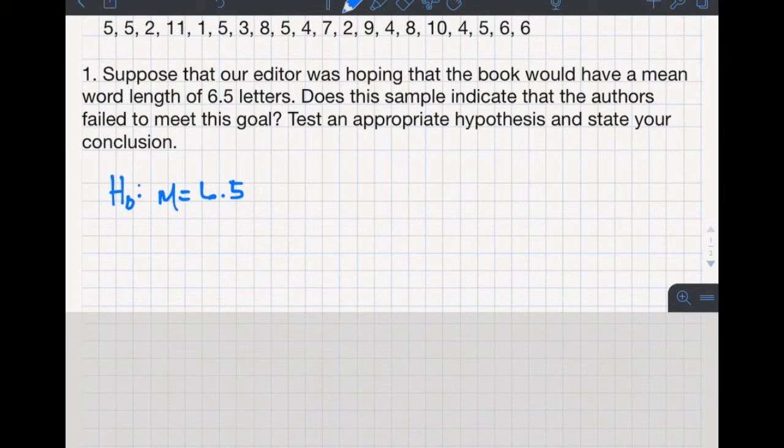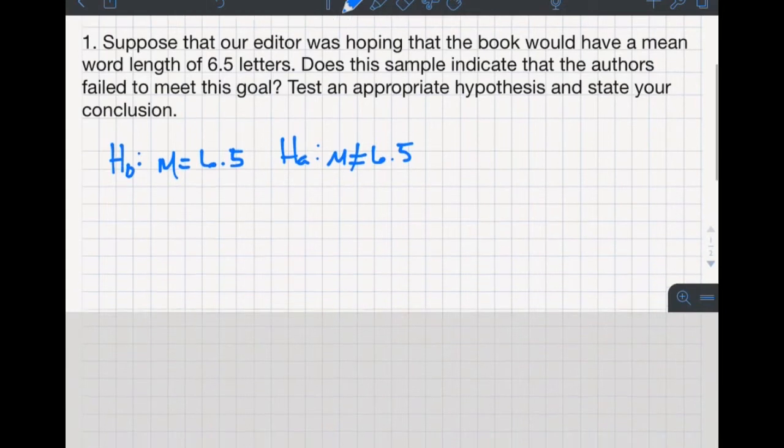Our alternative hypothesis is going to be that the mean is just not 6.5. We don't really know if it's more or less because they didn't give us an indication of whether this is above the reading level or below the reading level. They just wanted to know if it's different than 6.5, then that's a problem. So they don't care whether it's more or less. We're going to go with that premise and work that out.